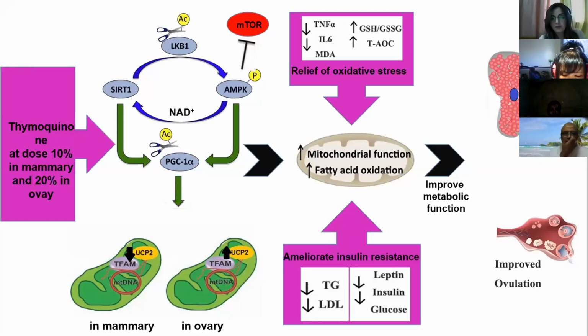So as we see, after the diet, TQ10 induced the positive effects on mammary gland, but TQ20 induced the positive effects on ovary. And this study is the first to see this discrimination in the effects of TQ doses on different organs.